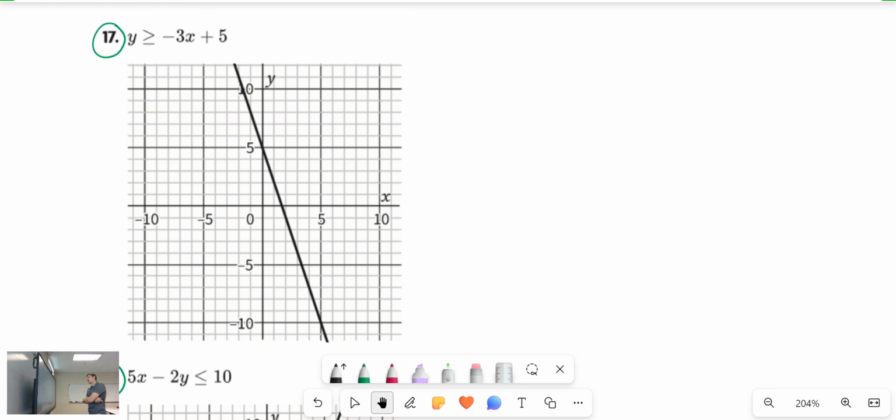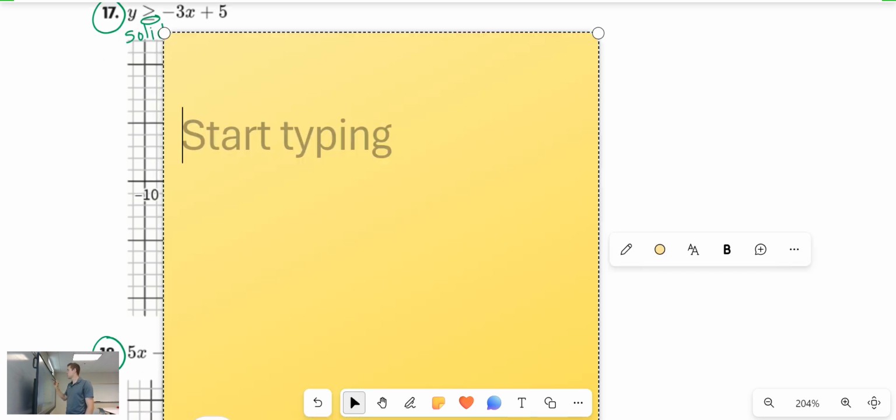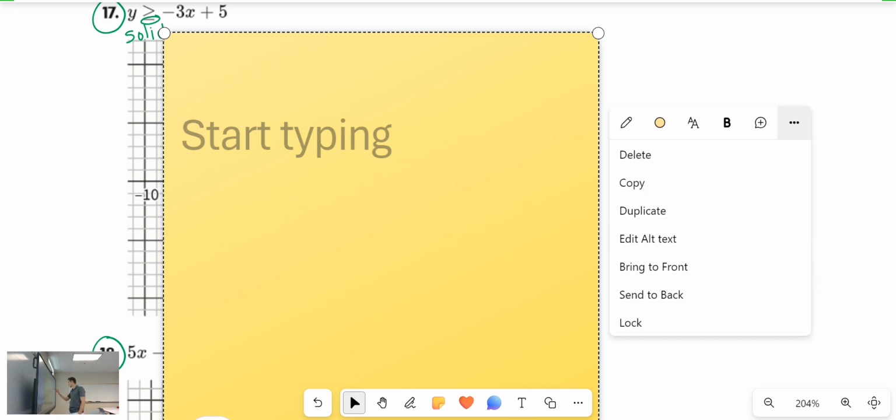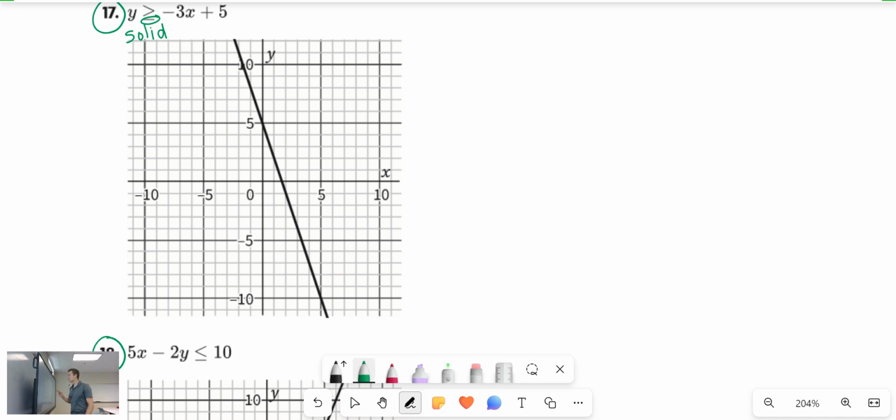Excellent. All right. y is greater than or equal to negative 3x plus 5. I can tell by looking at the line graphed, it's a solid line because we have greater than or equal to. This equal to portion, this bottom portion, makes it a solid line. Oh, I did not mean to make a new note there. My mistake. Let's delete that. It happens sometimes. So that's what makes it solid.